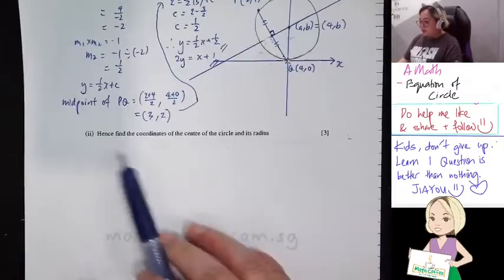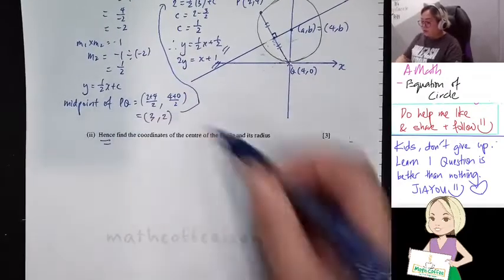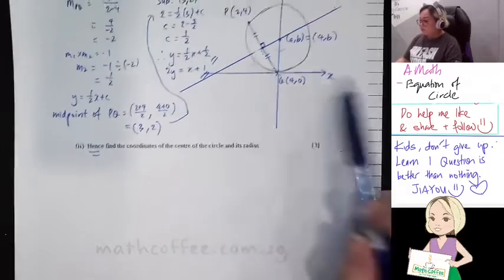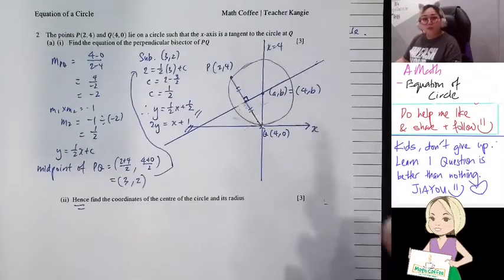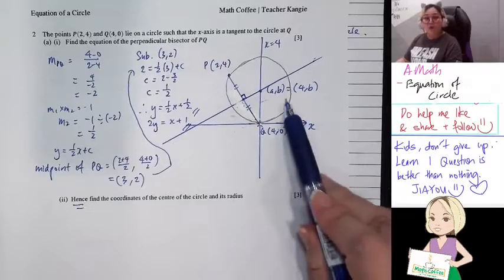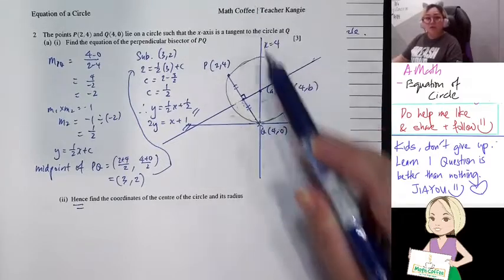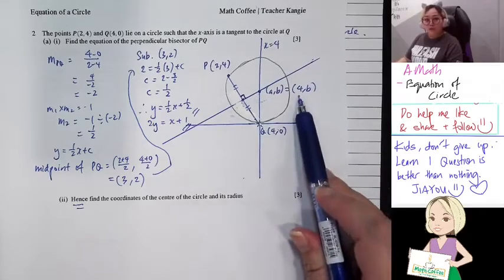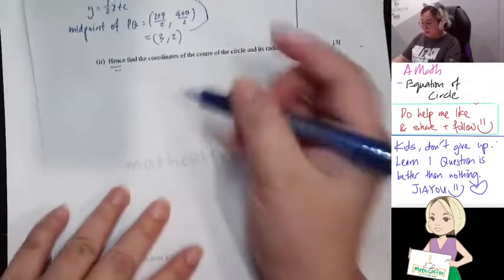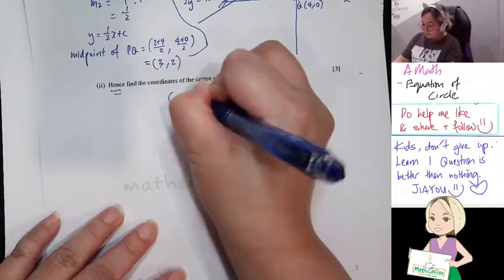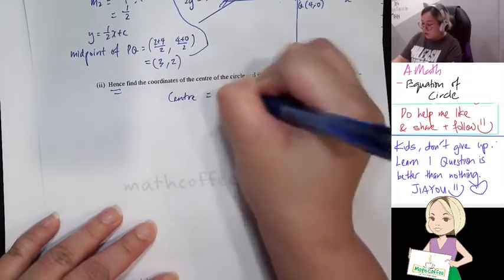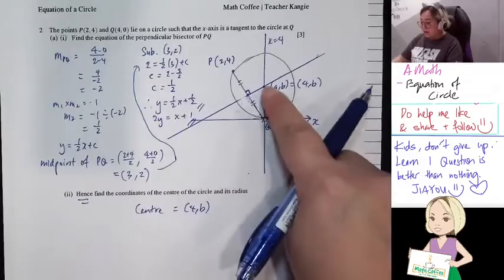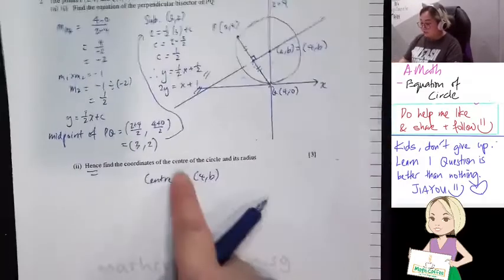Next, they ask to find the coordinates of the center of the circle as well as the radius. So the tricky part is because the center is on the vertical line, x equals to 4. So that's why my x coordinate is 4. Okay, so you will write that center equals to 4b. Okay, and because the center lies on this line, right? This line, you just found it.